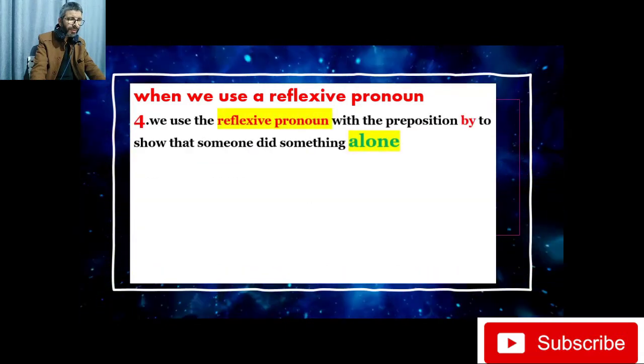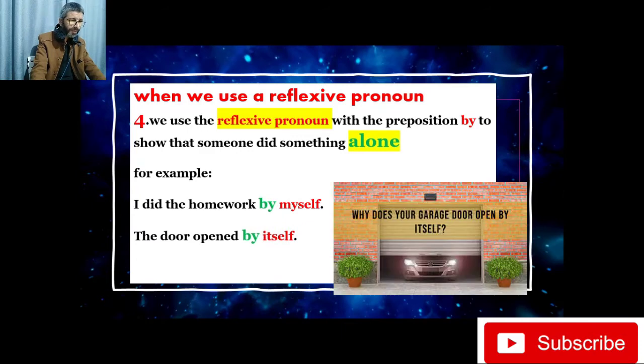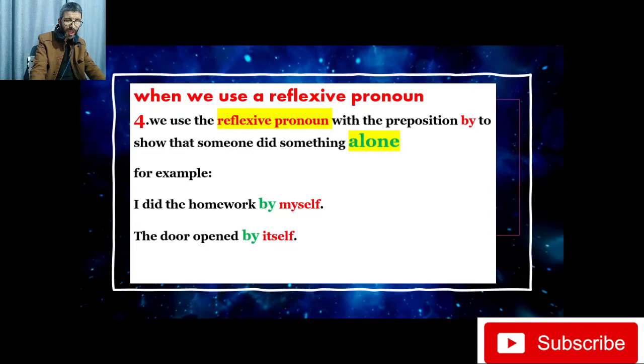Number four, we use the reflexive pronoun with the preposition by to show that someone did something alone. Example, I did the homework by myself. The door opened by itself. So when you have by plus a reflexive pronoun, it means alone, without any help.